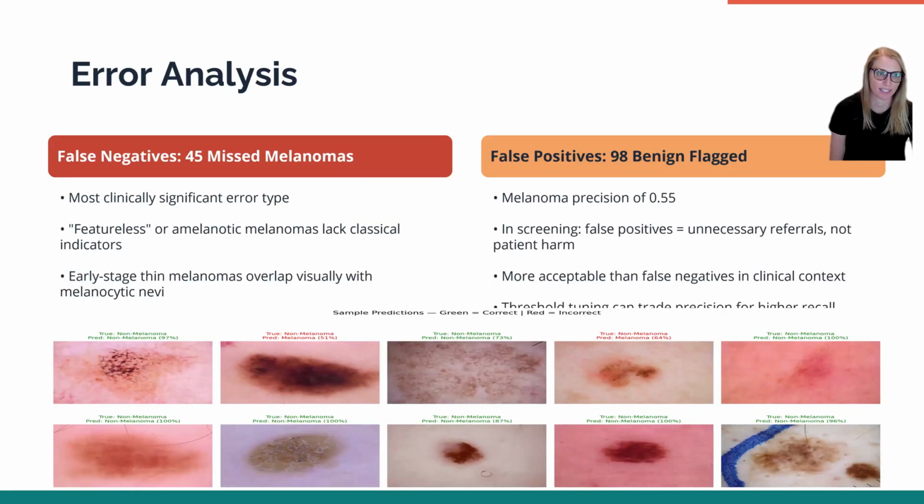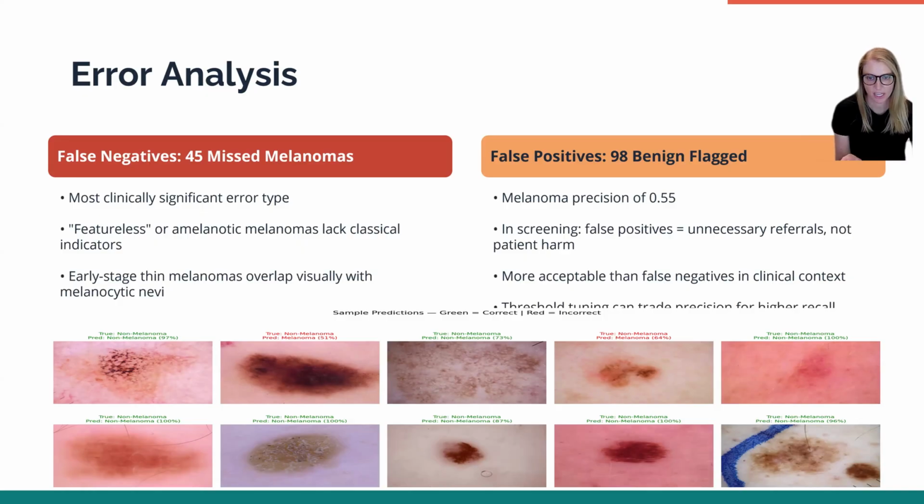So this is kind of an example. This is our error analysis. Our false negatives, we had 45 missed melanomas. This is the most clinically significant error type because these are images that would not have been flagged as melanoma and would have just continued on down the pipeline as being not there.